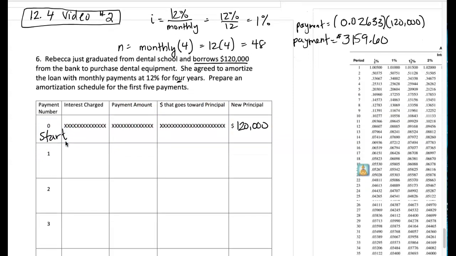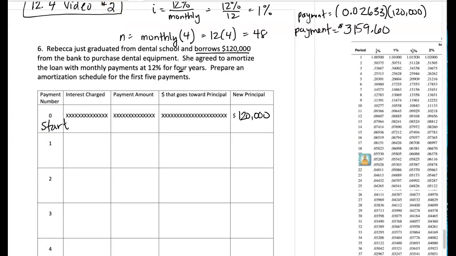Okay. Now, in row 1, we're going to find that interest charge. I equals PRT. So our P is $120,000, the amount we're borrowing. Our rate is 12%, which is 0.12, and our time is 1 month. And keep in mind, 1 month is 1/12 of a year, since time means to always be in years. Calculating, I get an interest of $1,200. Now keep in mind that interest has to be paid first. So when we make our payment of $3,159.60, we have to pay the interest first.